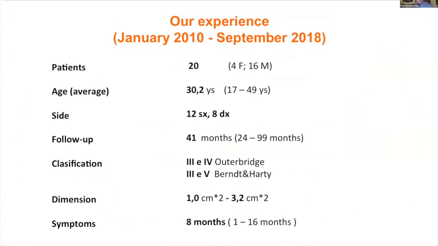This is our experience starting in January 2010 until September 2018. There were 20 patients with an average age of 30 years old. The follow-up is quite good, from 24 to 99 months. The classification, as I told you before, in the 3rd to 5th degrees of Berndt-Harty. The dimension obviously is more than 1 centimeter and less than 3, and the symptoms generally were from 8 months.